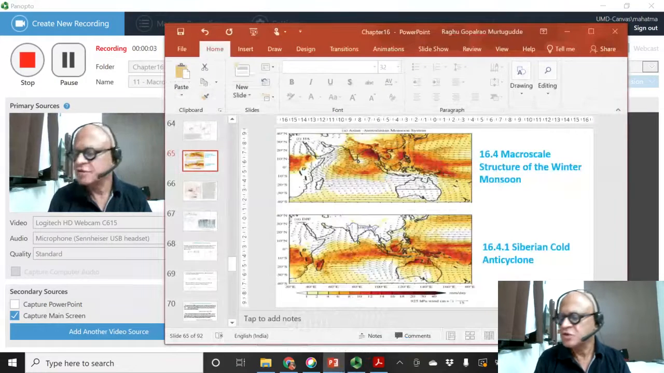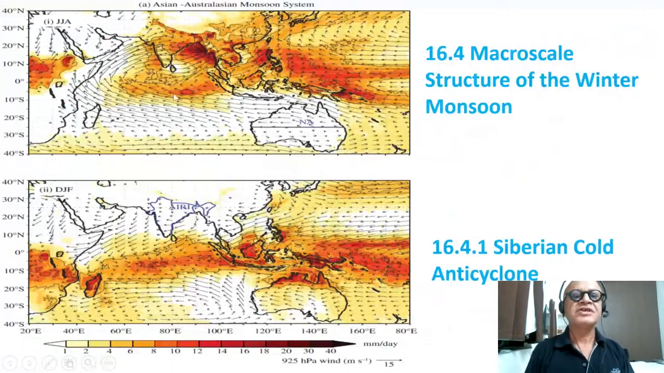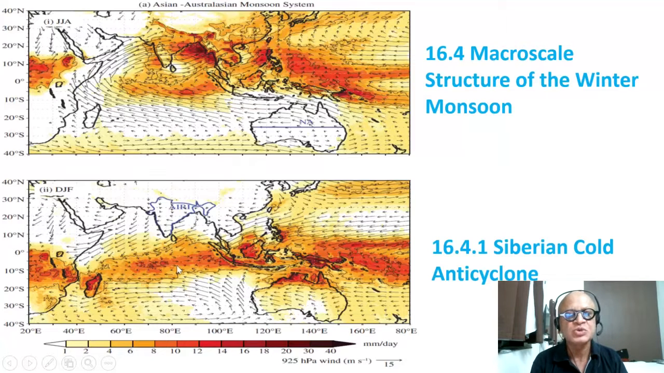Let's look at some details of the winter monsoon macrostructure. As we have already talked about before, the wintertime ITCZ over the Indian Ocean is over the south, and the winter monsoon of Australia has the anticyclone, which has this outflow towards the Indian Ocean, which then crosses across the equator over here. So you can clearly see the anticyclone there.